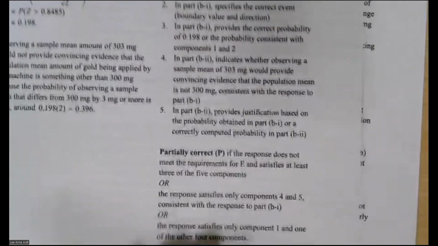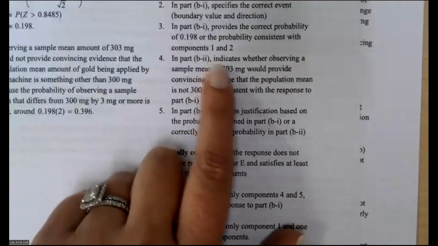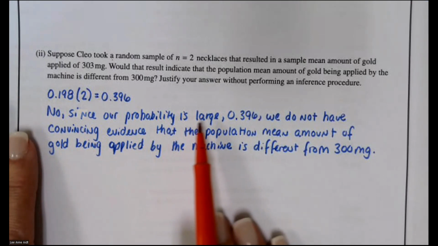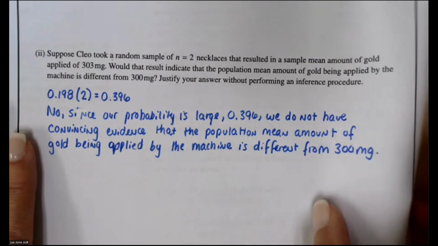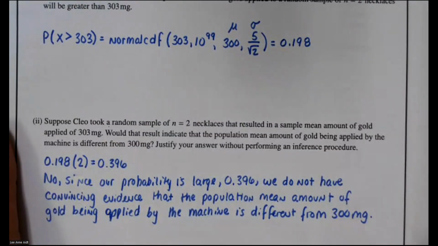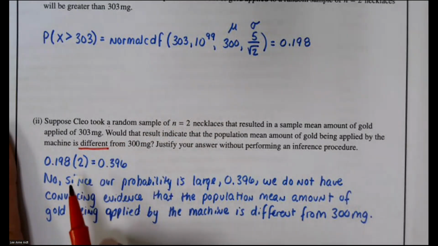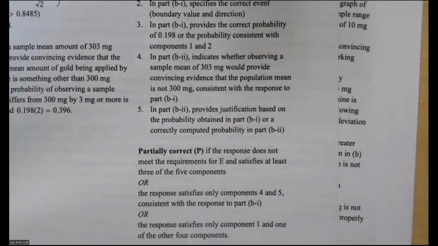And then in part 2, multiply by 2. And then same sort of conclusion sentence. Since our probability is large, we do not have convincing evidence. Notice this says different. That should tell you that you multiply by 2. And then that's larger than any alpha level you'd have. Okay, very quickly.